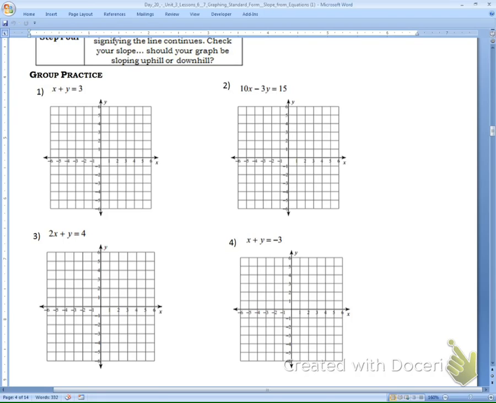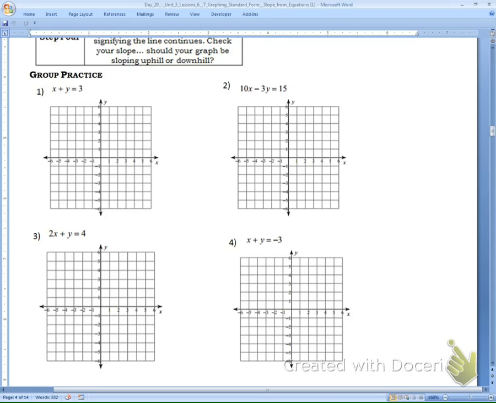Alright, you sure you're ready? You've done all 4 of these and you're okay. Alright, question number 1 says x plus y is equal to 3. Looking at this problem, like I said, sometimes one way may be easier than the other.